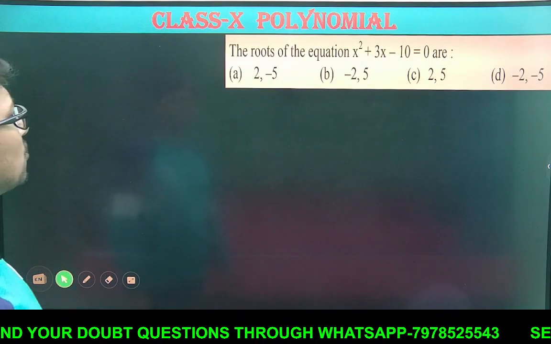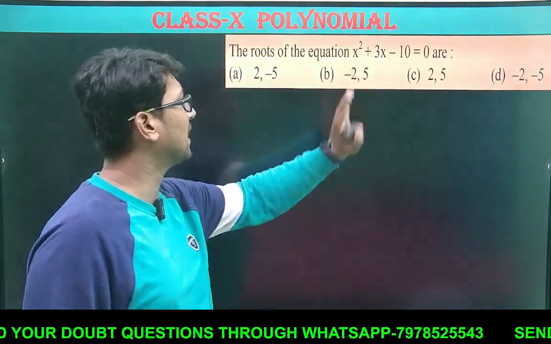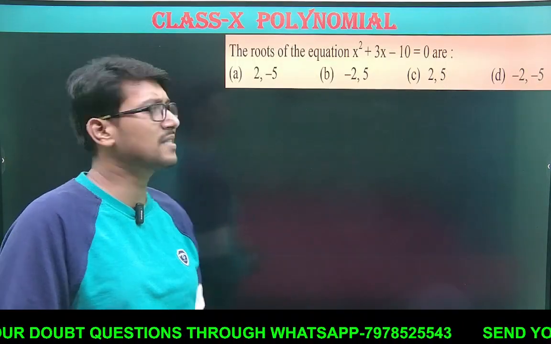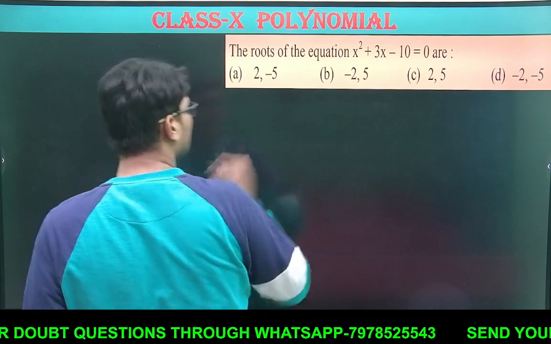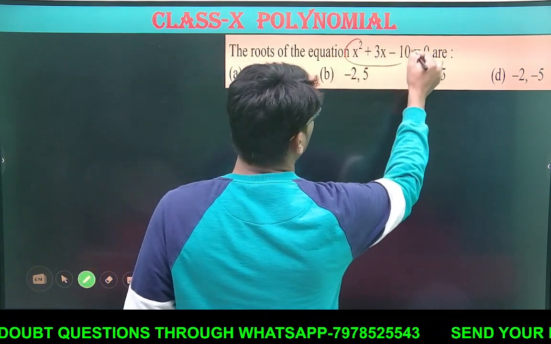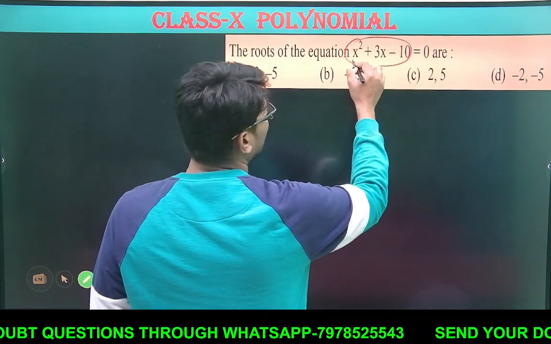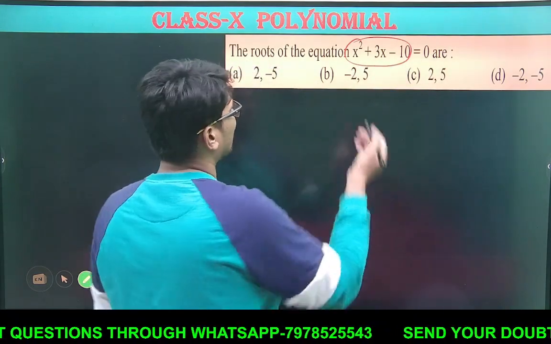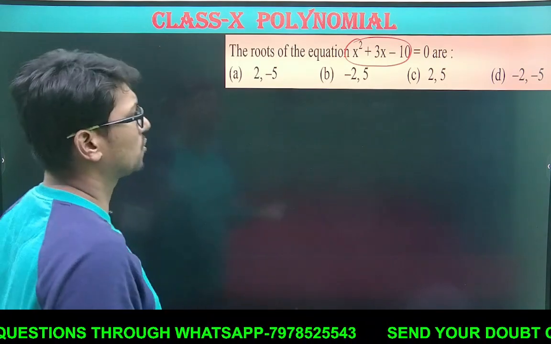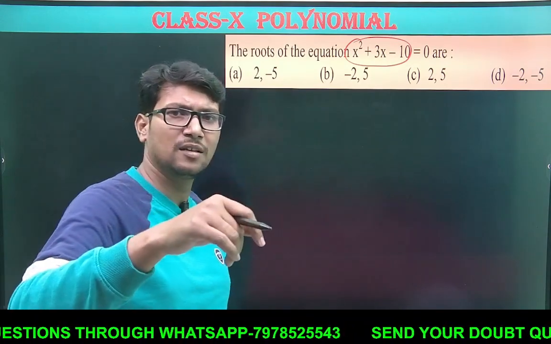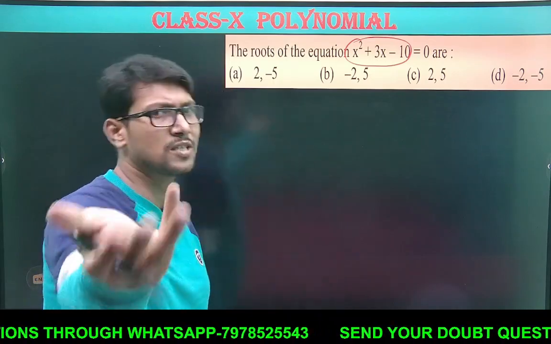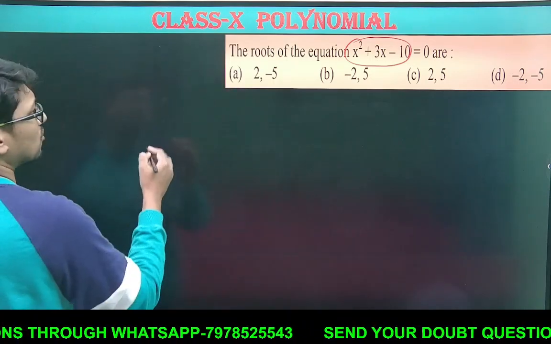The next question is asking for the roots of the equation. An equation is given. Actually, this is a polynomial. Now when a quadratic polynomial is equated to 0, it becomes a quadratic equation. In a polynomial, we say zeros, and in an equation, the zeros are known as roots. So let us find out the roots.